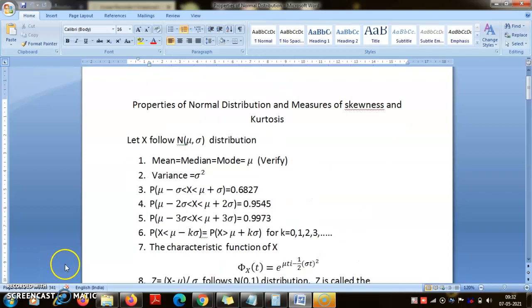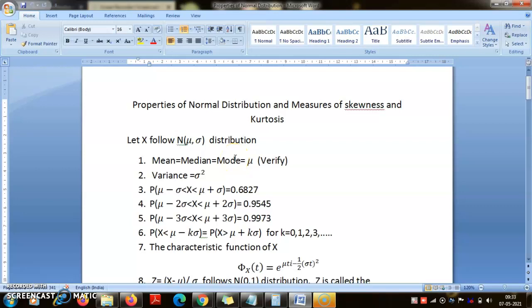Hello, today I will introduce some important properties of normal distribution, some of which you already know. And this is particularly important because I am going to introduce something called measures of skewness and kurtosis. So these are properties of probability distributions or random variables, but they take normal distribution properties as the benchmark. That means these skewness and kurtosis criteria are compared with the properties of normal distribution.